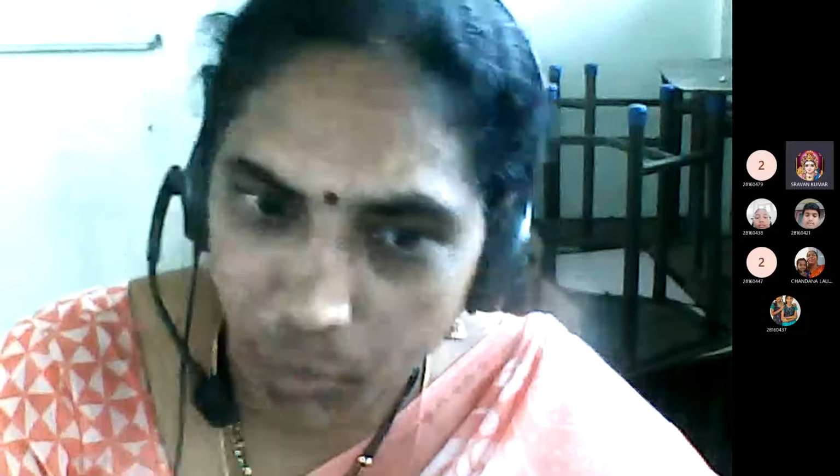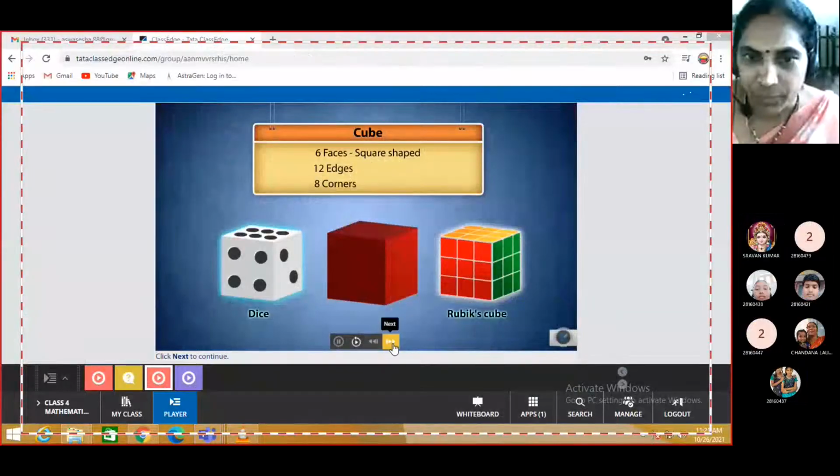Tejasri, can you give 2 examples for this cuboid? Examples for cuboid are gold bar and duster. Gold bar and duster are the examples. Now let us see a video on this cuboid.